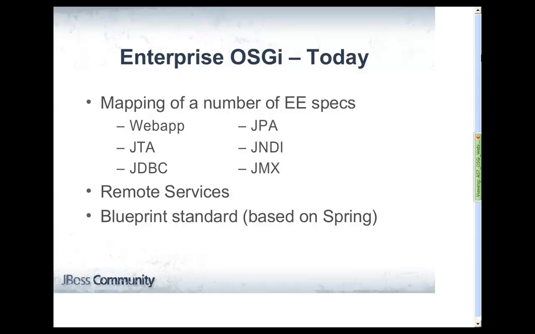JNDI is another interesting example. The JNDI spec defines two things. It defines how you can use JNDI within your OSGi bundle. So if you're in an app server, for instance in AS7, and you want to do a JNDI lookup as an OSGi bundle, the JNDI spec describes how you can get hold of your JNDI initial context. So that's one side of the thing.